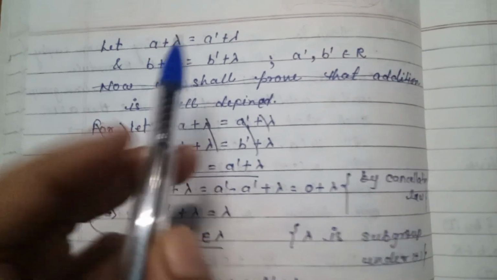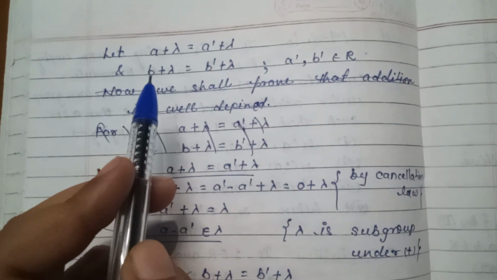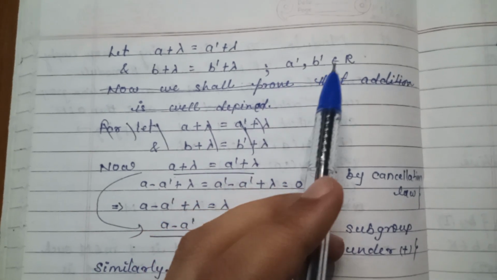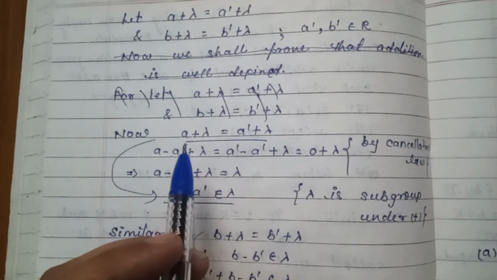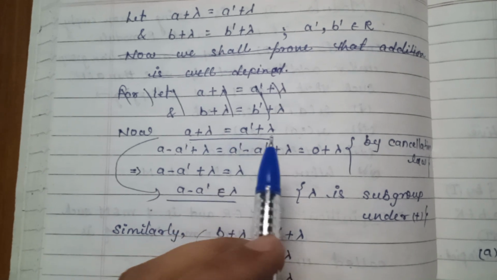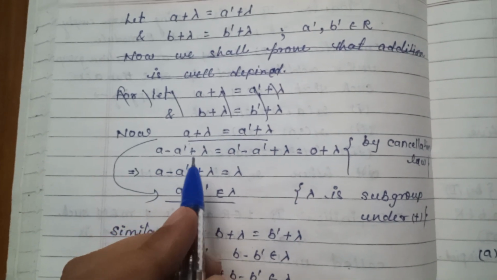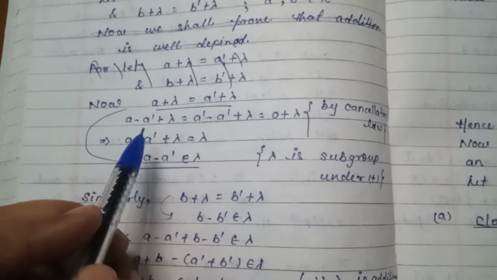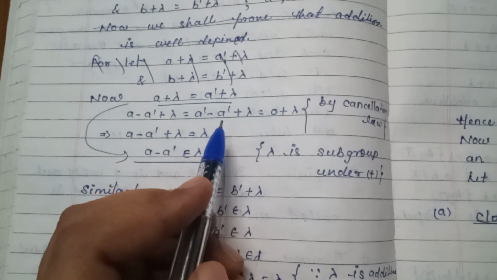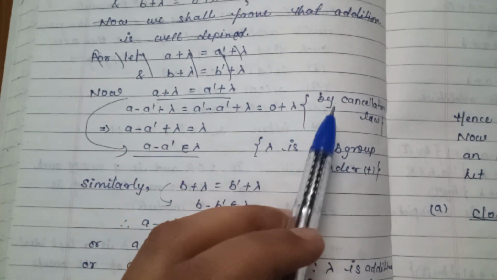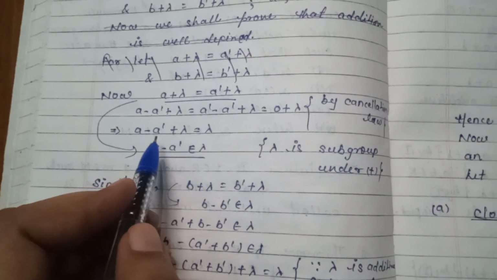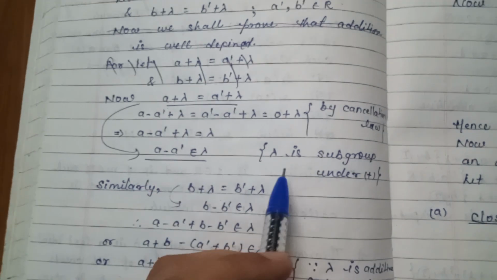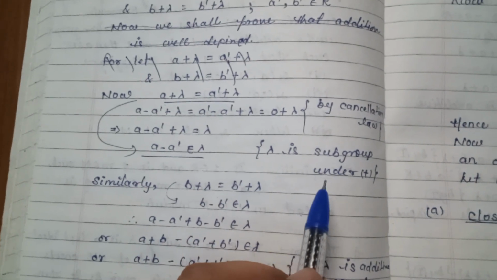Let a + lambda = a' + lambda and b + lambda = b' + lambda, such that a', b' belong to R. Now a + lambda = a' + lambda, so (a − a') + lambda = (a' − a') + lambda, which is equal to 0 + lambda. Why? Cancellation law. Now (a − a') + lambda is equal to lambda, so a − a' belongs to lambda. Lambda is a subgroup under addition.